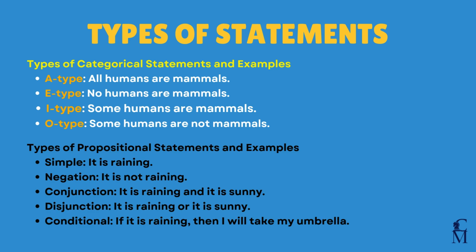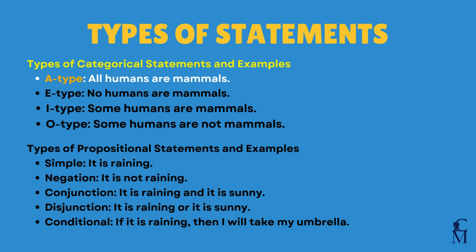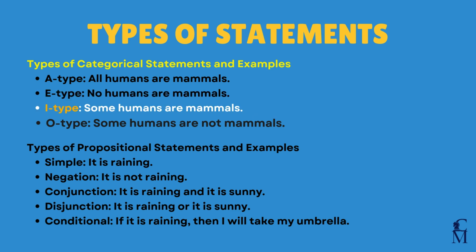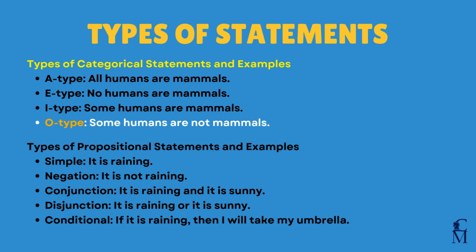The 4 types of categorical statements we discussed are: an A-type statement. For example, all humans are mammals. An E-type statement. For example, no humans are mammals. An I-type statement. For example, some humans are mammals. And an O-type. For example, some humans are not mammals.